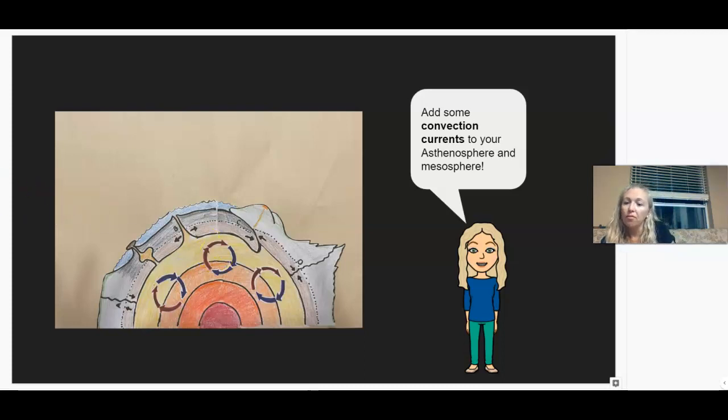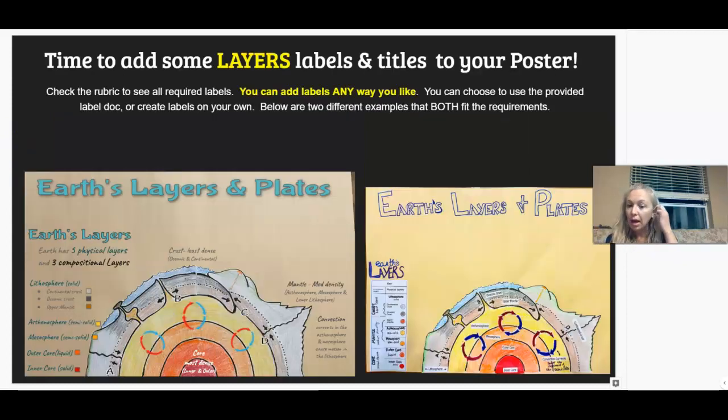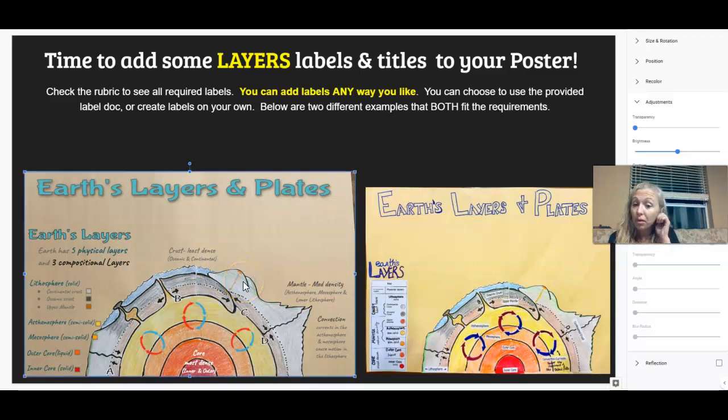After you add these convection current images, you want to start giving your poster a title and looking at the information on the layers that we've covered. So you need some titles for your physical layers, some information for your compositional layers. Make sure you're looking at the rubric for everything that needs to be there. You need, of course, a big title across the top and a subtitle. You can see here, these are two different ways that the expectations can be met. So everybody's doesn't have to look exactly the same.